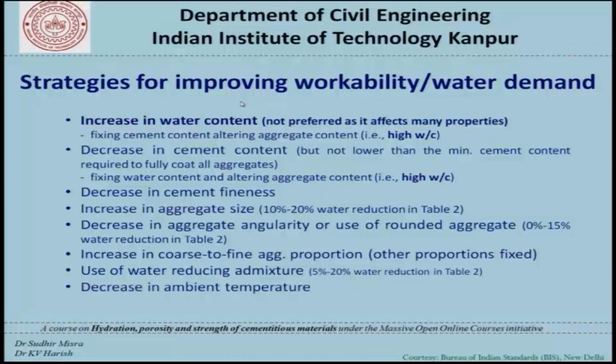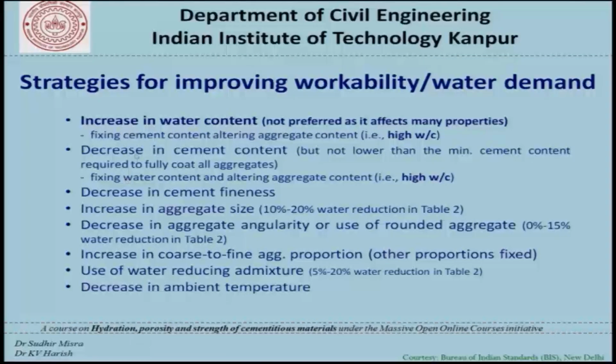Now, some of the strategies that we use for improving workability or water demand are as follows. For improving workability, we can either increase the water content, decrease the cement content, decrease the cement fineness, increase the aggregate size, decrease the aggregate angularity or use rounded aggregates, increase the coarse to fine aggregate proportion, use a water reducing admixture, and if possible reduce the ambient temperature. So you have many strategies to improve workability, of which some are practicable, some are not, because these strategies may affect other properties like strength and durability.